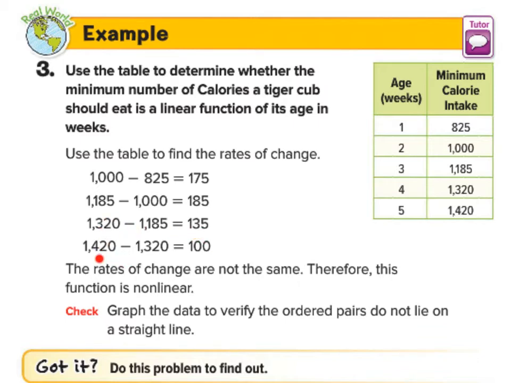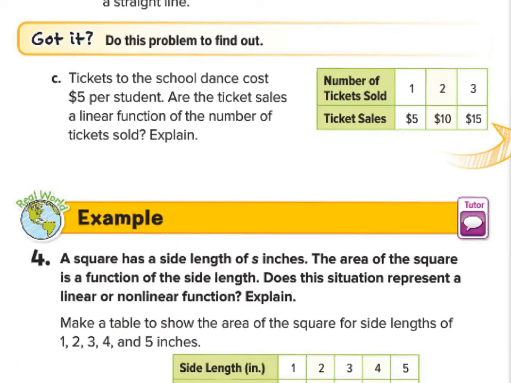Then on the fourth week, on the fifth week, it only increased by 100. You can see it here from 4 to 5 weeks. So this is not a constant rate of change. Each time the amount that it's increasing by is different. So the rates of change are not the same. Therefore, this function is nonlinear. Graph the data to verify the ordered pairs do not lie on a straight line. We could practice now by doing this one.